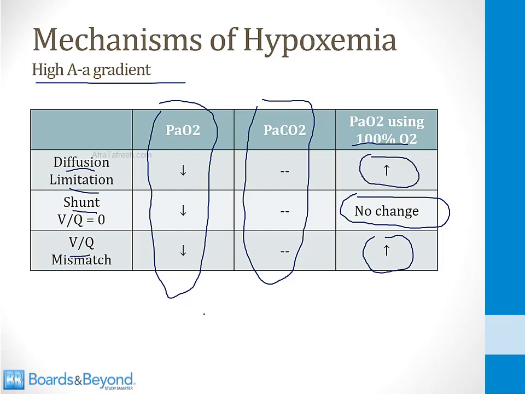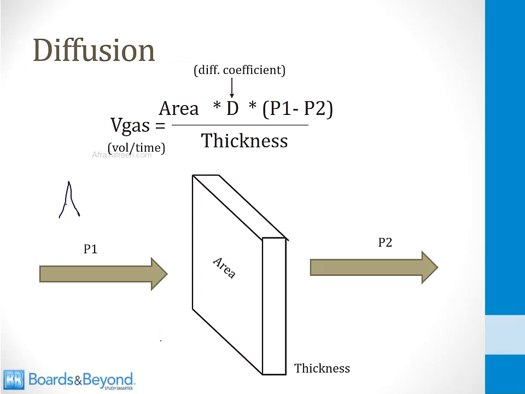And to understand that, let's look at the diffusion equation again. In this diagram, I told you the alveolar partial pressure of oxygen is P1 on the left side.